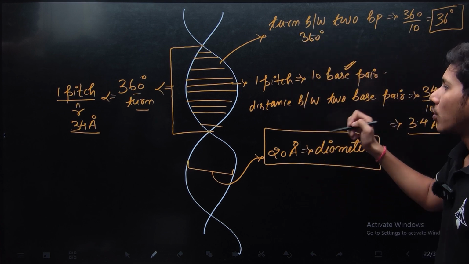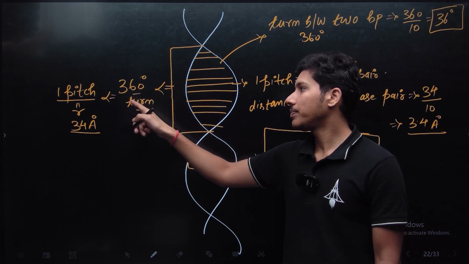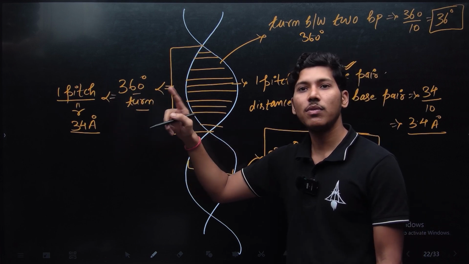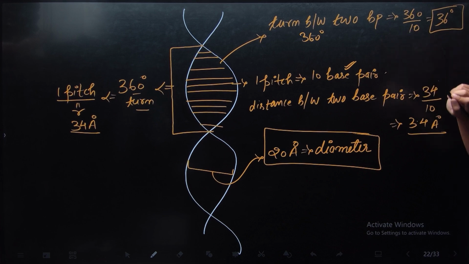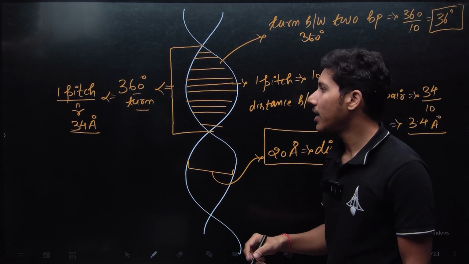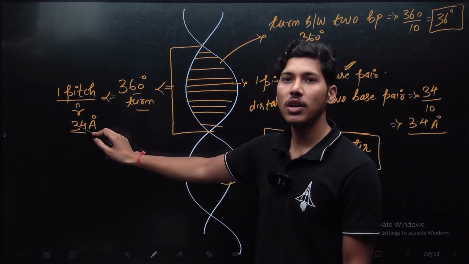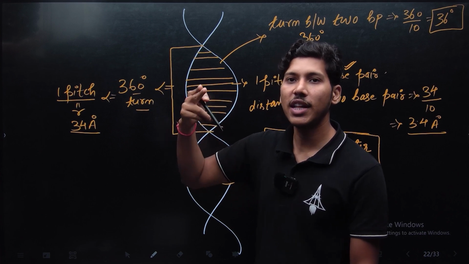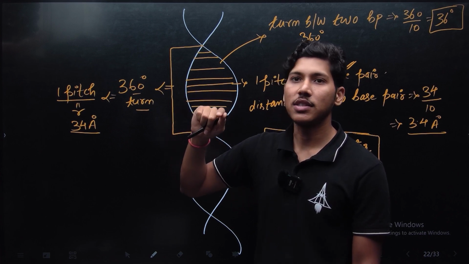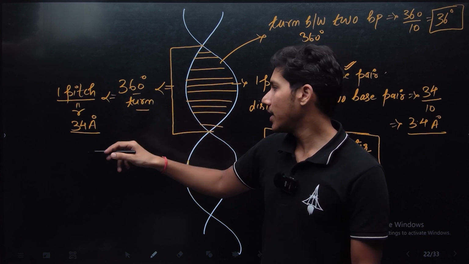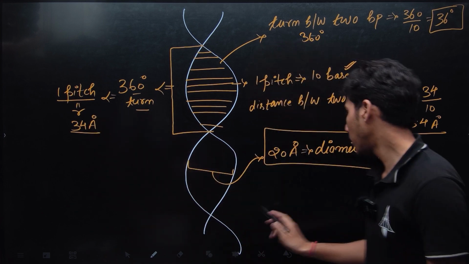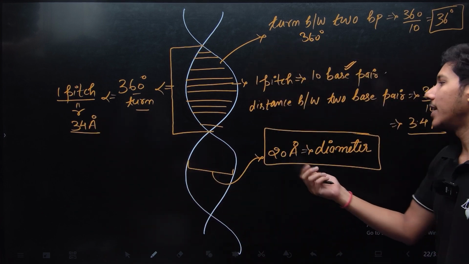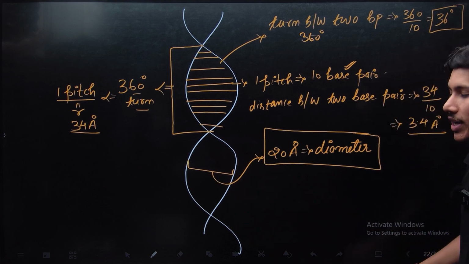So if there is a 360-degree rotation in one pitch, then the rotation between two base pairs will be 360 by 10, that is 36 degrees. And if one pitch has 34 angstrom and 10 base pairs, then the distance between two base pairs is 34 by 10, that is 3.4 angstrom. The diameter of this helix is 20 angstrom.